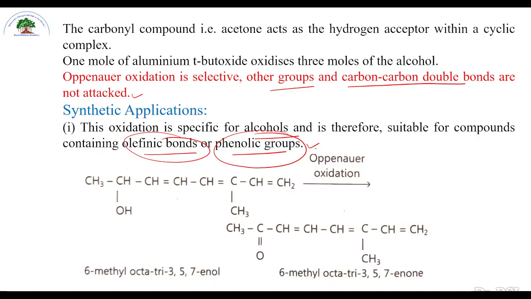This Oppenauer oxidation only oxidizes secondary alcohol to ketone. This is the example: secondary alcohol 6-methyl octa-3,5,7-trien-ol. This secondary alcohol is only converted into ketone. This is the formed ketone in the product, and there is no change in the reactant except this formation of ketone.